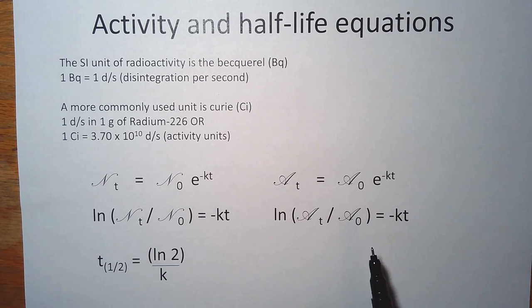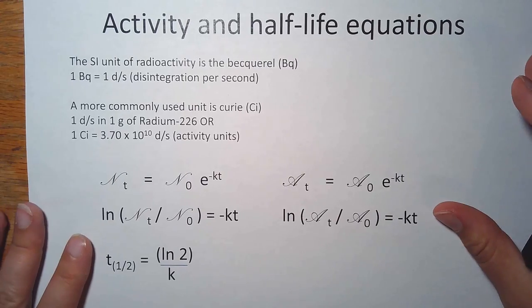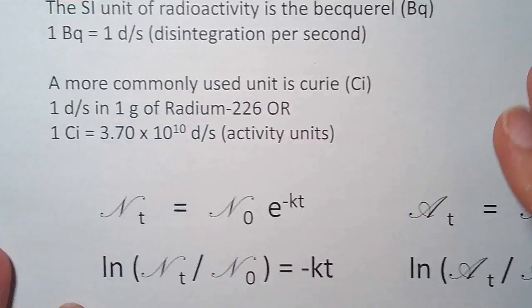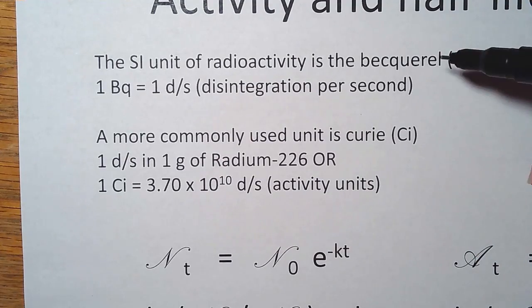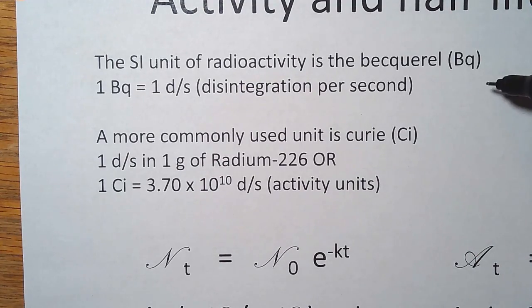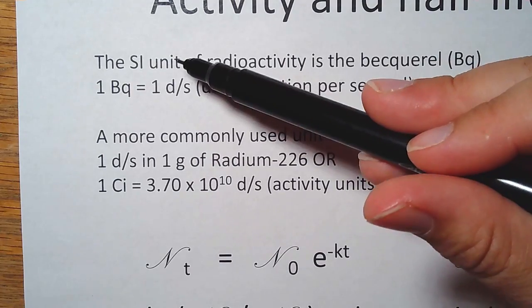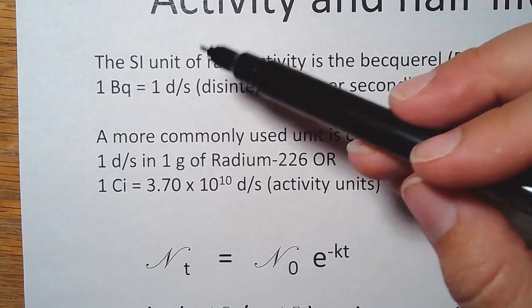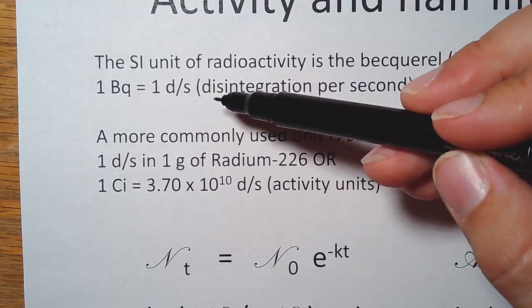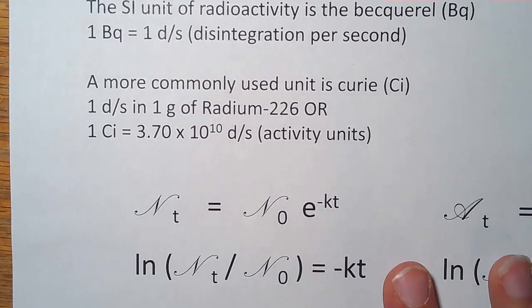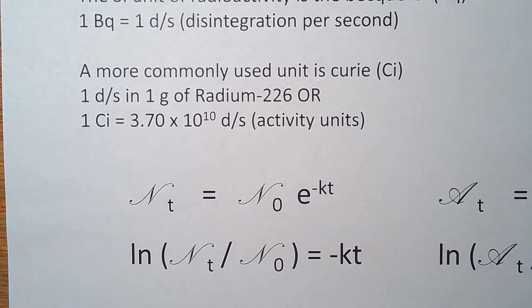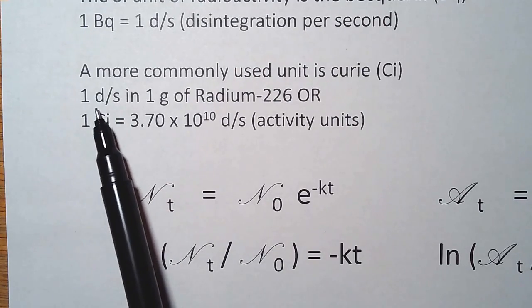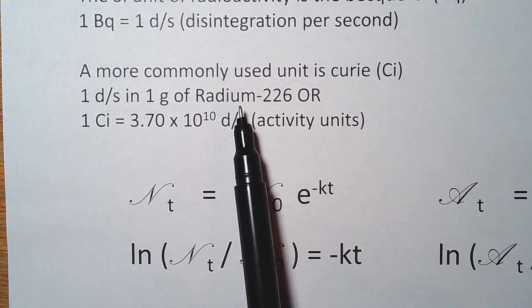Alright, so activity units for radioactive decay. A little bit strange to look at. SI unit for radioactivity is a becquerel, or a Bq, which is the same as 1 disintegration per second. So sometimes you'll see it as disintegrations per second as well. Also, the unit called the Curie, or Ci, has been introduced, named after Madame Curie. And this is based on 1 disintegration per second of 1 gram of radium, which is the isotope the element she discovered.